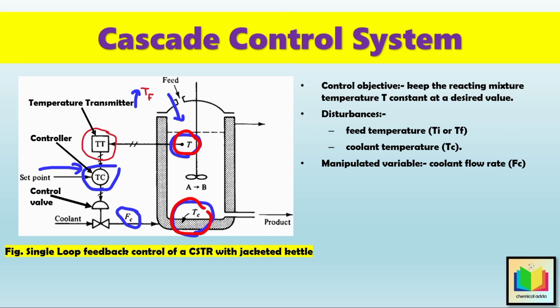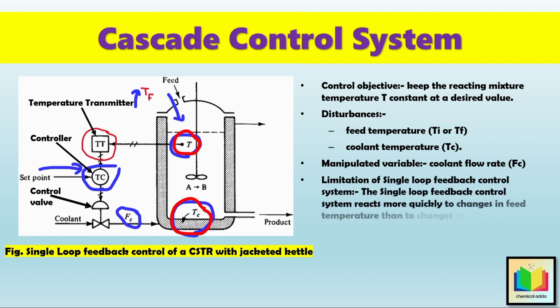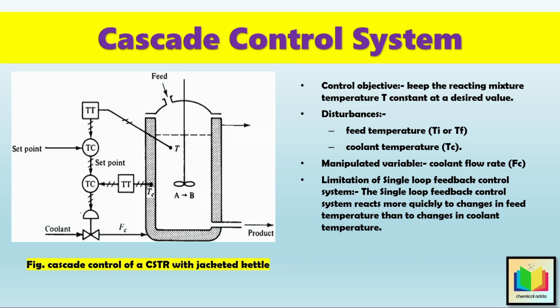But if coolant temperature TC changes, the effect on T comes after a delay because it takes time for heat transfer and thermal resistance. So, the controller reacts late, after the disturbance has already impacted the process. Which means that the single loop feedback control system reacts more quickly to changes in feed temperature than to changes in coolant temperature. And this is the main limitation of a single loop system. That's why we need a better strategy, and that's where cascade control helps. Because in a cascade control system, we add a secondary loop that monitors coolant temperature TC directly, so disturbances are corrected before they affect T.